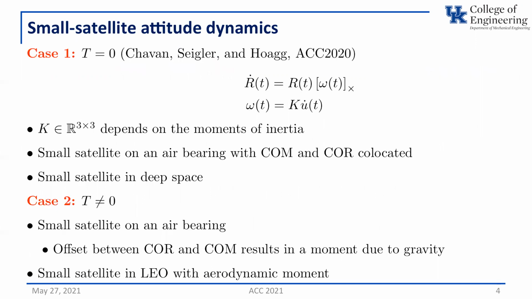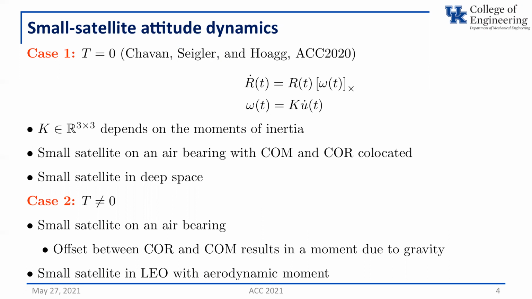For the case where the external torque or moment is zero and the initial angular velocity is zero, the dynamics simplify to omega equals K u dot, where K is a matrix that depends on the moments of inertia. This case was considered in our ACC 2020 paper. One example of this case is a small satellite system on an air bearing with the center of mass and center of rotation co-located. Another example is a small satellite system in deep space.